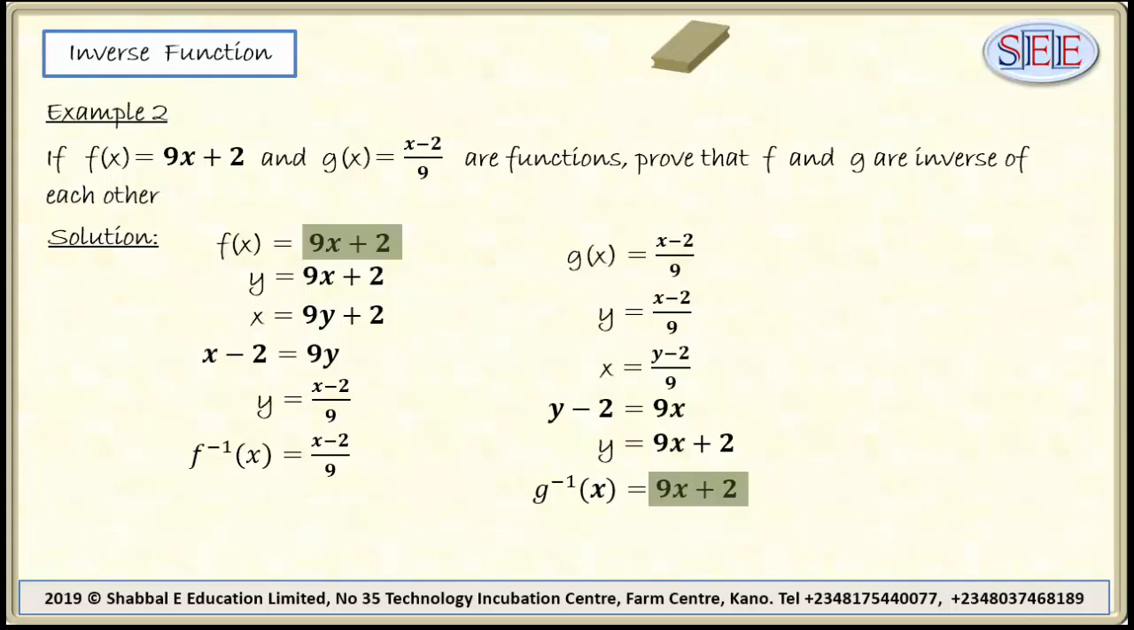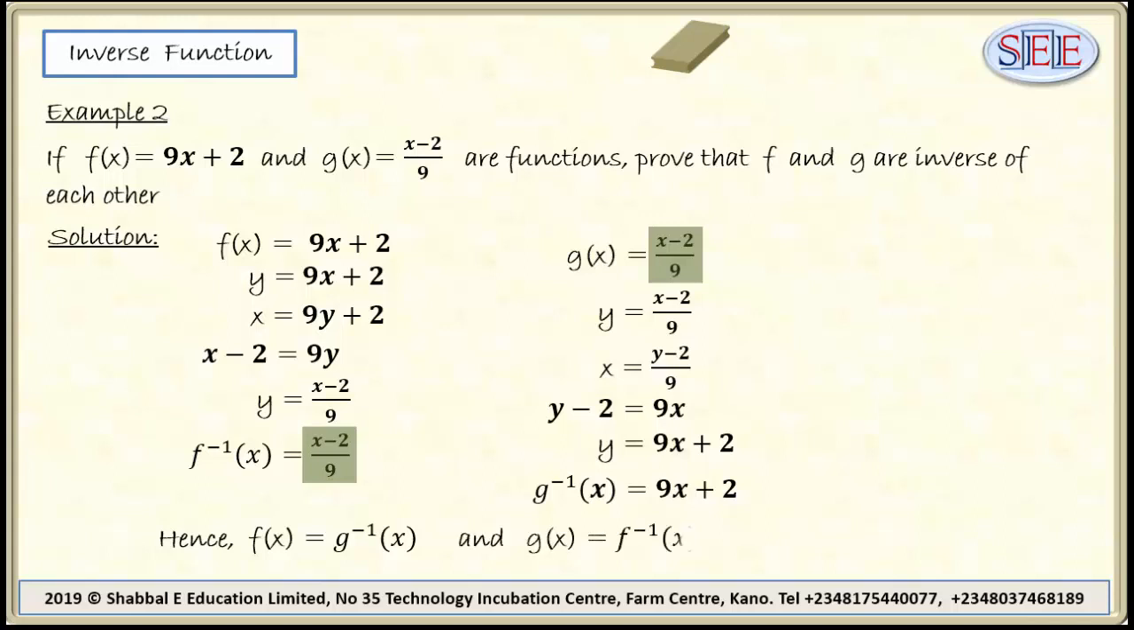So those two functions are the same. Now let us also see whether the function g and the f inverse are the same. Look at the two highlighted now. The function g is (x minus 2) all over 9, and the f inverse is also (x minus 2) all over 9. Therefore, these two are also the same. g of x equals f inverse of x. So what we were asked to prove, we are able to prove.